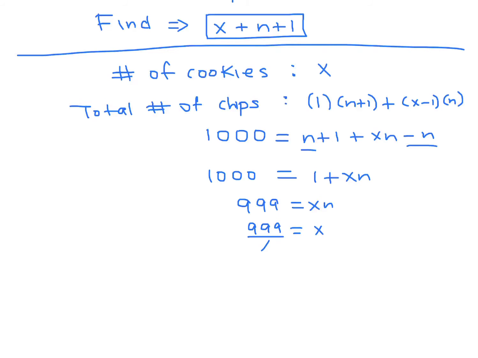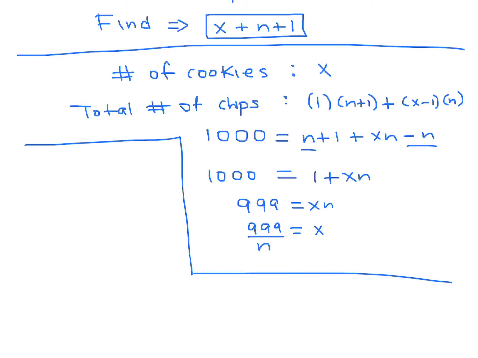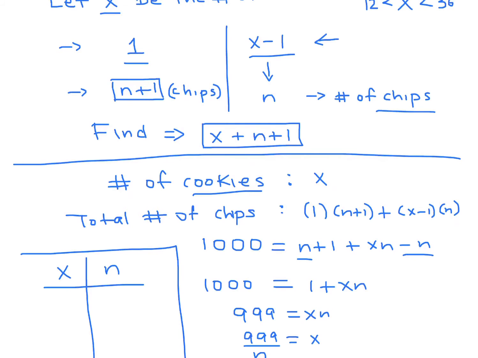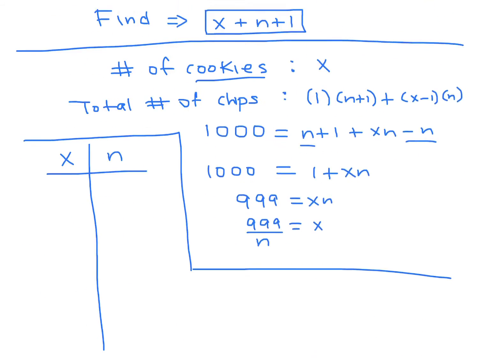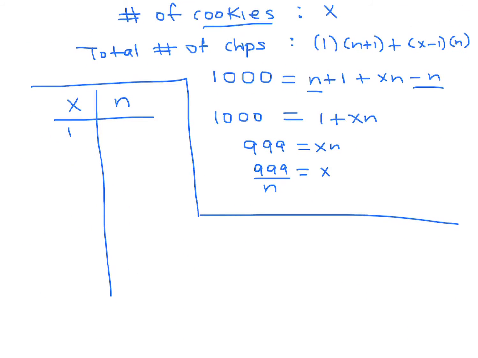Oops, sorry. Don't make that mistake. Okay, so that's about as far as we can go. There's nothing at this point that we can do. But we can make a table and see what values we get. Because remember, x and n are both integers. x represents the total number of cookies, and n represents the number of chocolate chips. And we also know that x is between 12 and 36. So x can be 13, 14, all the way up to 35.